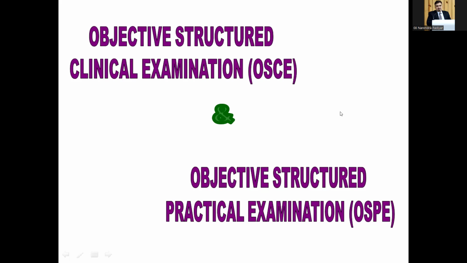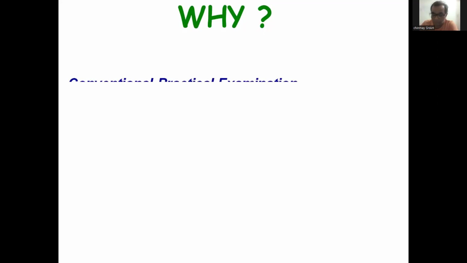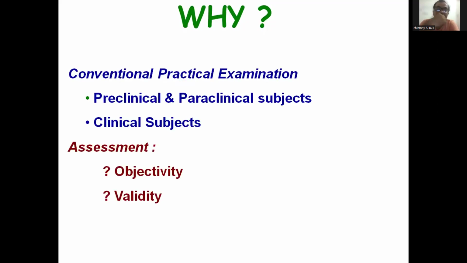So the word objective structured practical examination is used in preclinical and paraclinical subjects, and the word clinical is used in the case of a clinical subject. Now, why are we using this? For objectivity and validity. We are all aware of validity and objectivity. So objective means if I ask what is this, you all will tell this is a pen. Or I will give options asking what is this: pen, pencil or rubber.